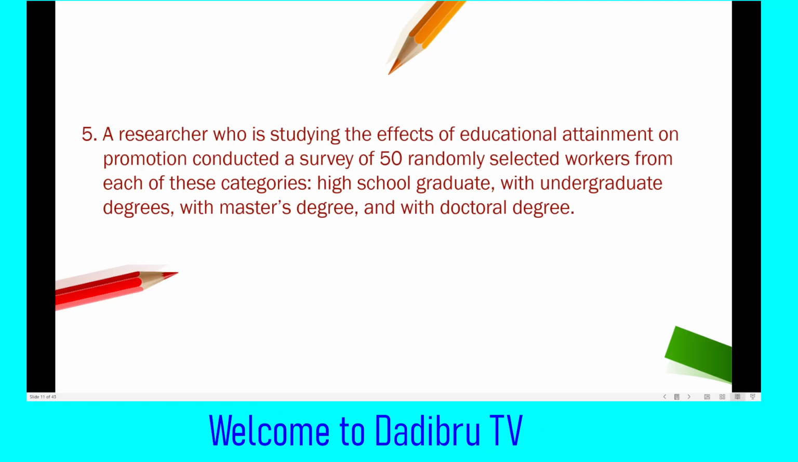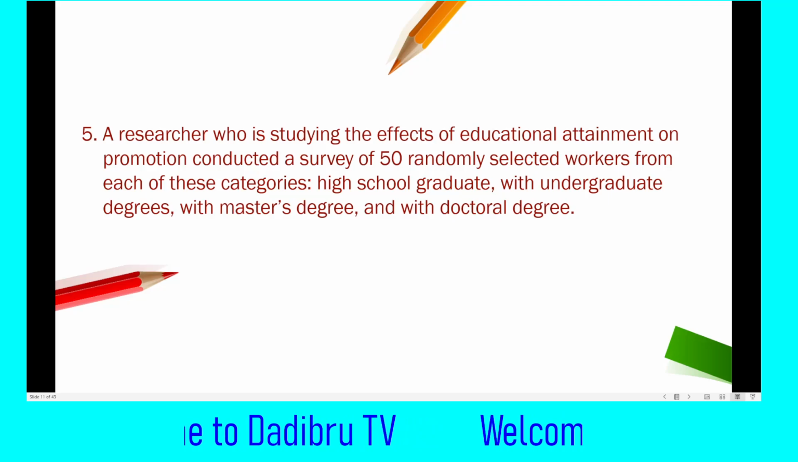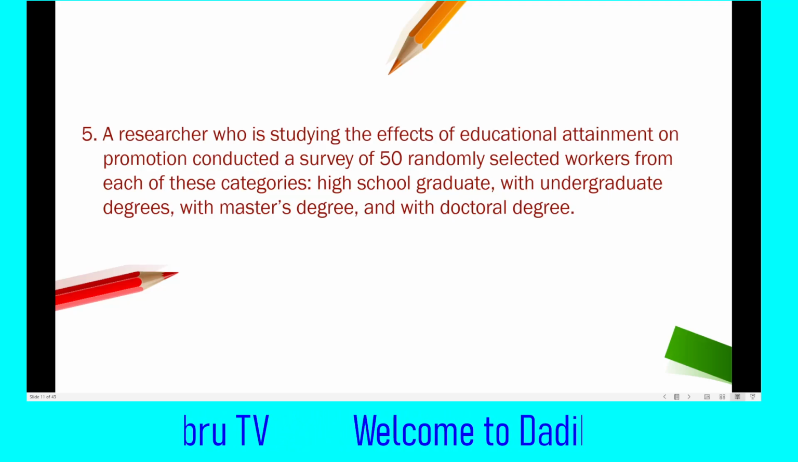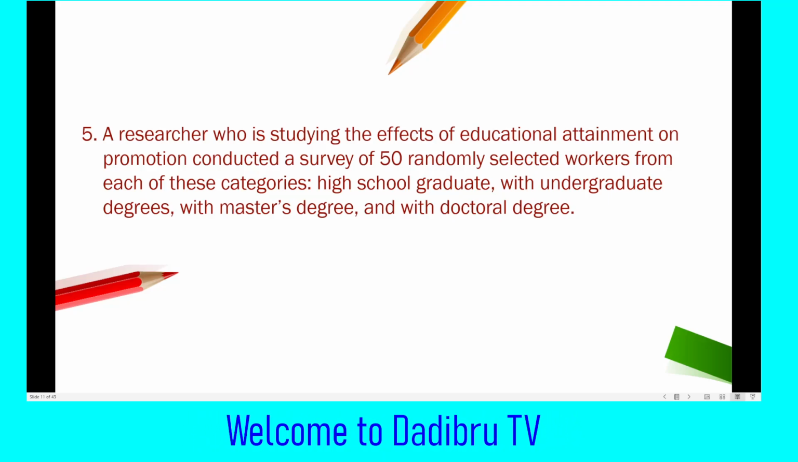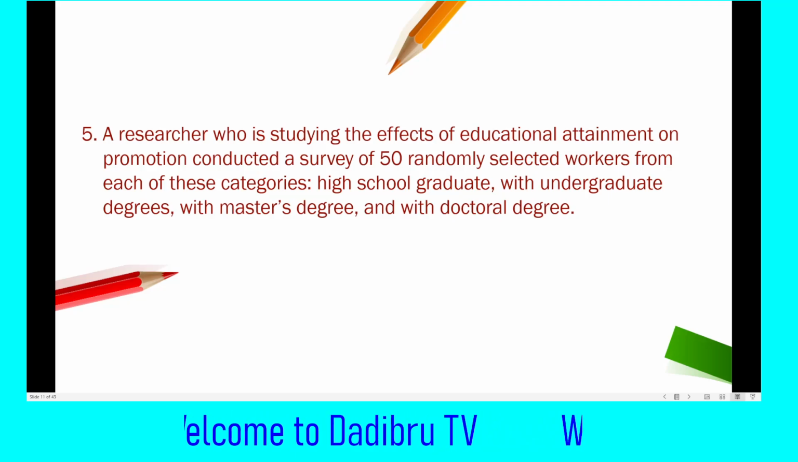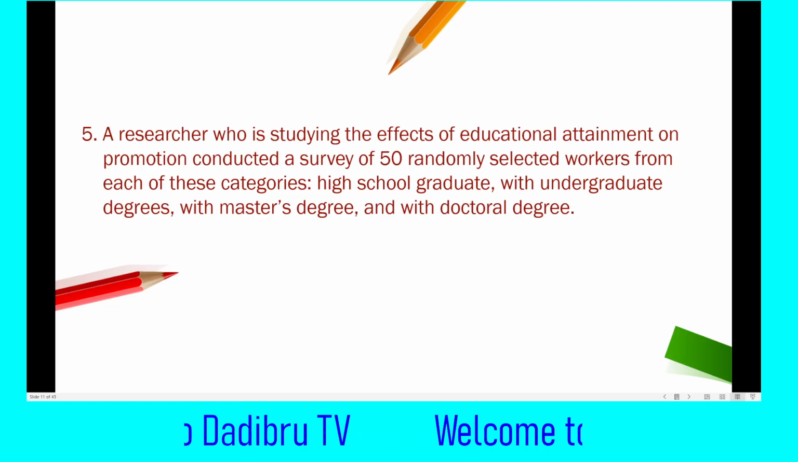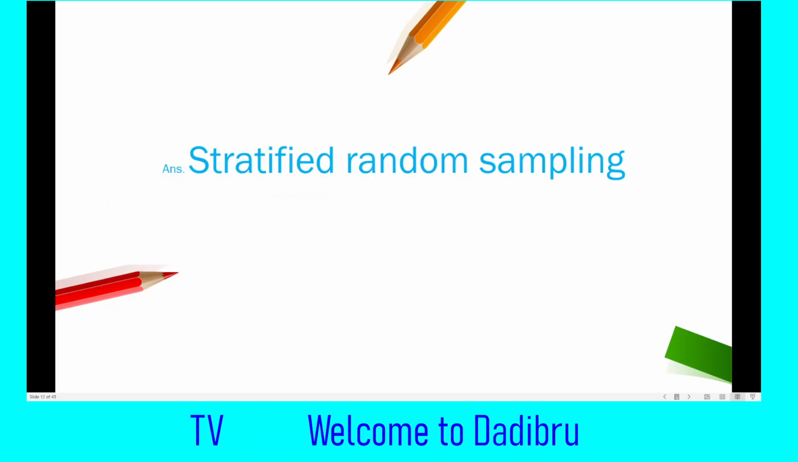Number 5 question. A researcher who is studying the effects of educational attainment on promotion conducted a survey of 50 randomly selected workers from each of these categories. High school graduate, with undergraduate degrees, with master's degree, and with doctoral degree. So what do you think is the answer? The answer is stratified random sampling.